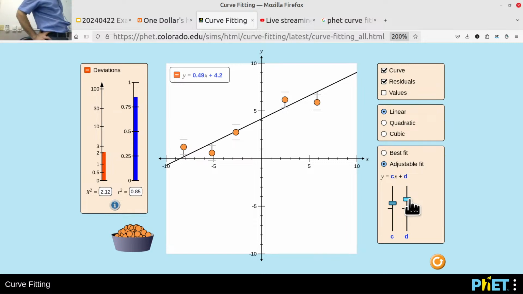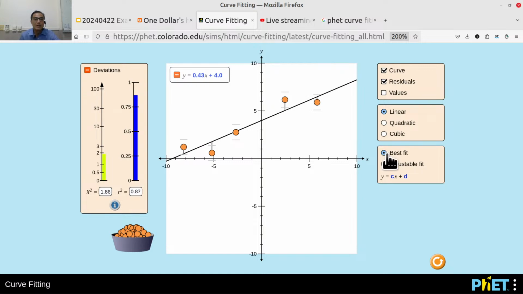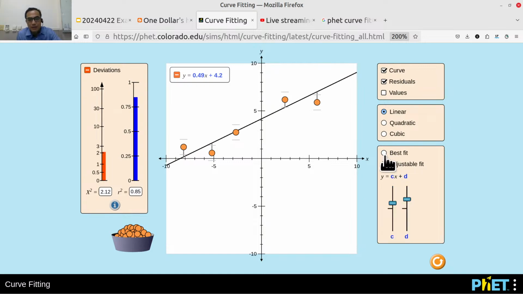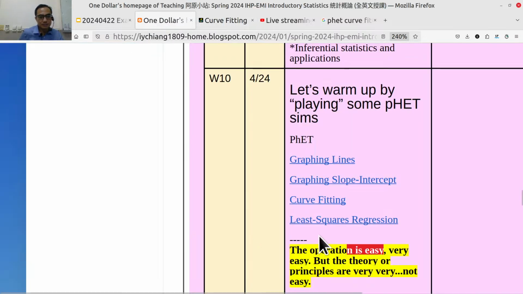Then you can compare to the auto fit, the face fit. Click it. Okay, very close to that one. Okay, 1 minute. We can switch to the next one. Next topic.